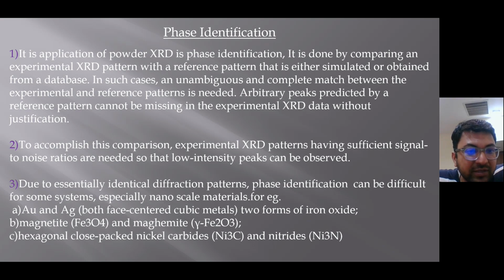To complete this comparison, an experimental XRD pattern having sufficient signal to noise ratio is needed so that low intensity peaks can be observed. Due to essentially identical diffraction patterns, phase identification can be difficult for some systems, especially nanoscale material. For example, gold and silver are both face-centered cubic metals, and the oxides of iron like magnetite and maghemite, and the third is hexagonal close packed nickel carbide and nickel nitride.